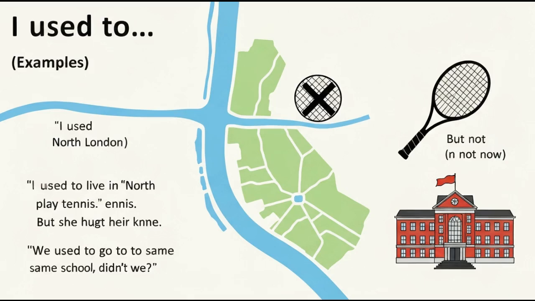So you say, oh, we used to go to the same school, didn't we? We don't go there now because we're too old to go to school. We used to go to the same school, didn't we? And then the other person might pretend not to recognize you. It depends what your relationship was at school, whether you were friends or not.